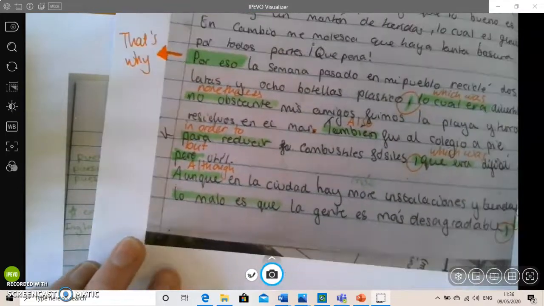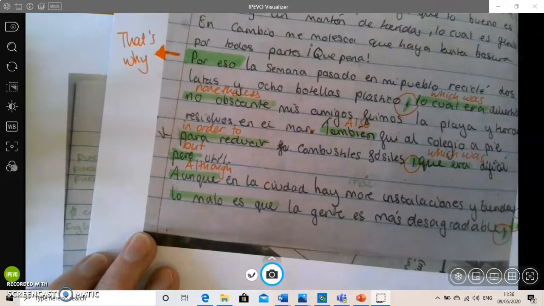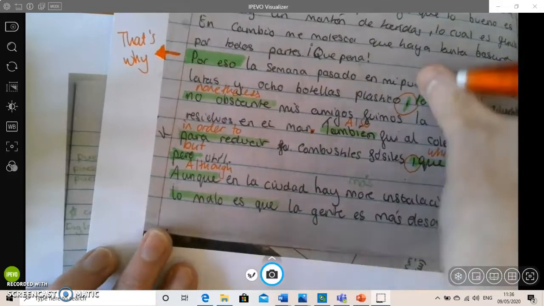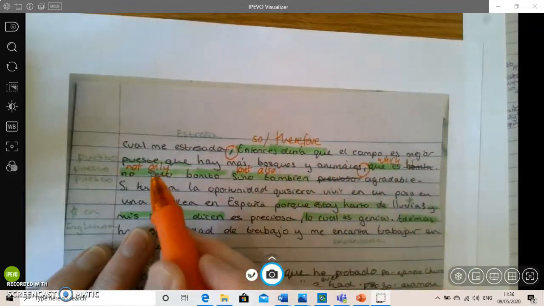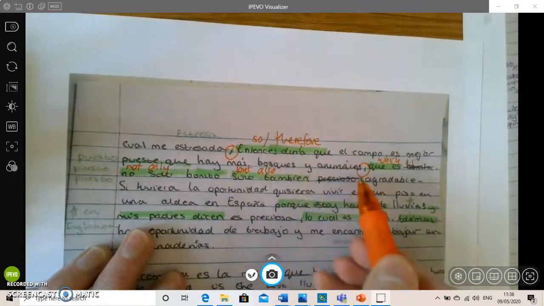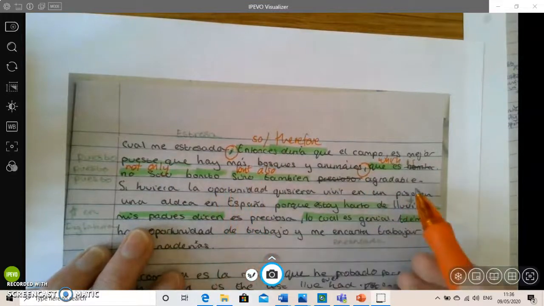Aunque en la ciudad hay más instalaciones y tiendas, lo malo es que la gente es más desagradable, lo cual me estresa. Entonces diría que el campo es mejor, puesto que hay más bosques y animales, que es no solo bonito, sino también agradable.